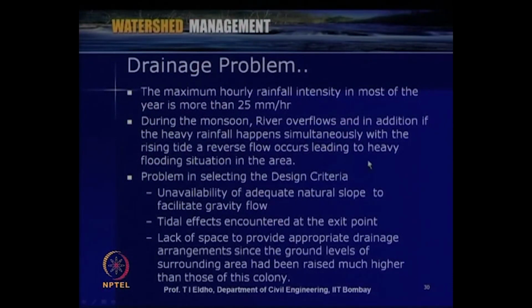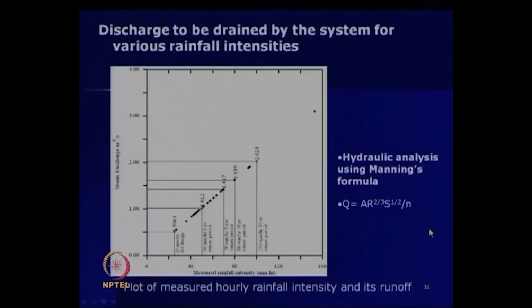During the monsoon, as I mentioned, the river overflows, and in addition heavy rainfall happens. So, simultaneously the reverse flow occurs, and that is the main issue here. The problems in selecting the design criteria are the unavailability of adequate natural slope to facilitate gravity flow, tidal effects encountered at the exit points, and lack of space to provide an appropriate drainage system. So, these were some of the problems in this area.